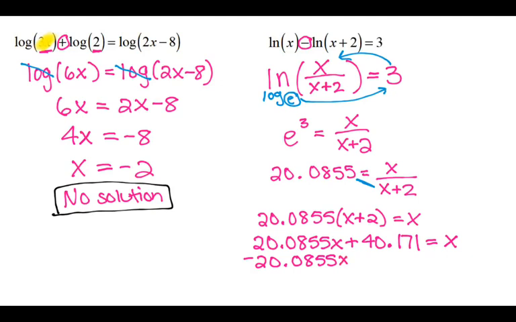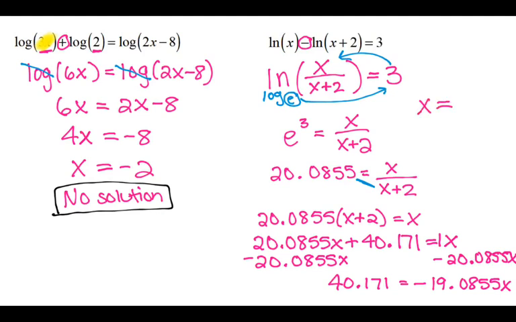so that I can get my variables on the same side. Well, this just looks ridiculous with all of these decimals. That's okay. So I get 40.171 equals, again, if there's no number in front of your x, it's like having a 1 there, so I'm going to do 1 minus 20.0855, which gives me negative 19.0855 times x. And then I'm going to divide, and I get x equals, oh boy, I shouldn't have written so big.